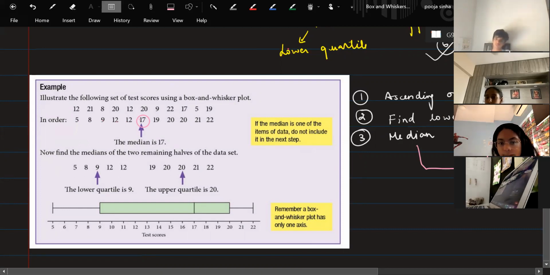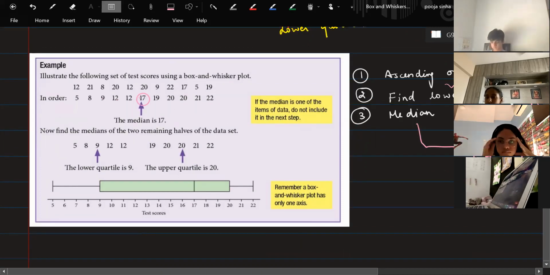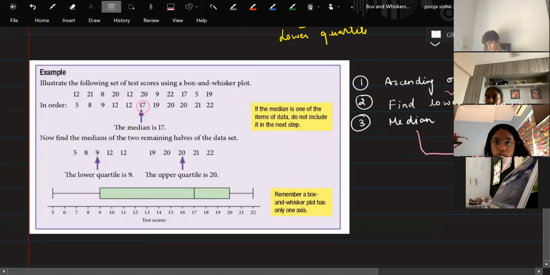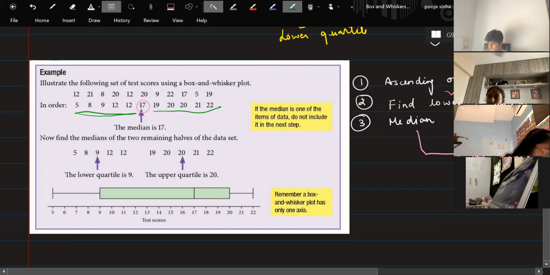Any confusions? Out of the 5 points, we figured out 3 points: lowest, highest, and Q2, the median. What are we left with? 2 more. Now, understand this concept: the median is dividing my data into 2 parts. The middle of one part will be Q1, the middle of the other part will be Q3, and Q2 is the middle of the entire thing, correct?